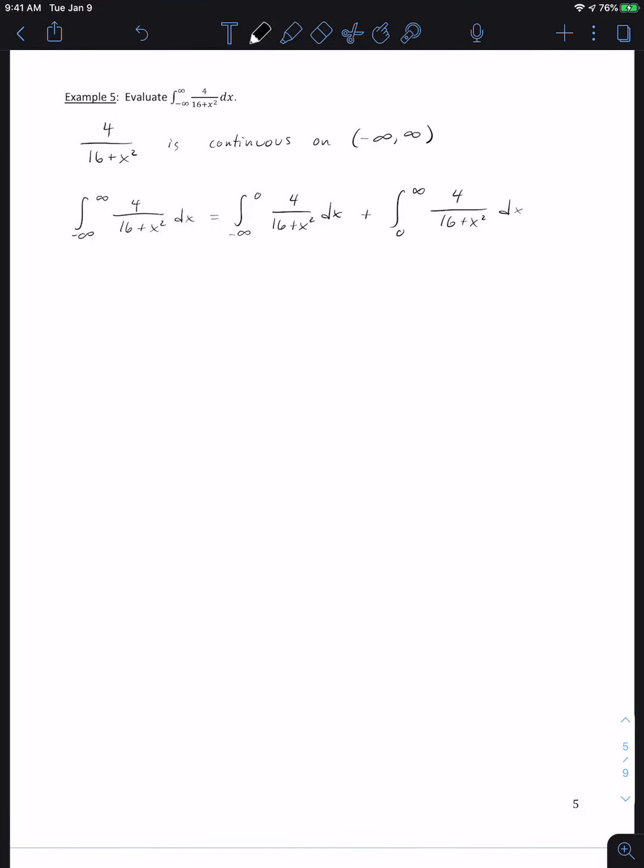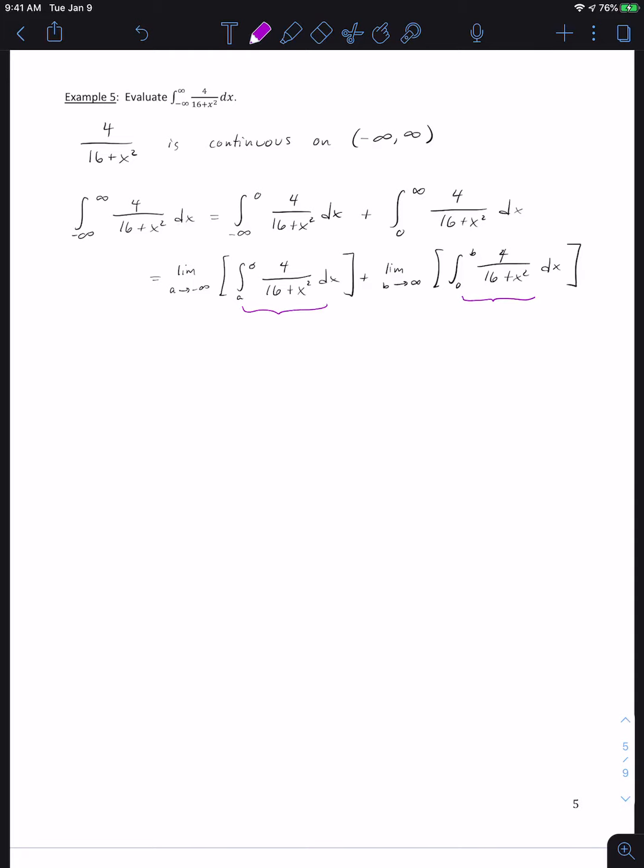So we look at both of these individually, right? So I look at the limit as a goes to negative infinity of the integral from a to 0 of 4 over 16 plus x squared dx, and then plus the limit as b goes to infinity of the integral from 0 to b of 4 over 16 plus x squared dx. Okay, so now we've got to evaluate each one of these integrals, right?